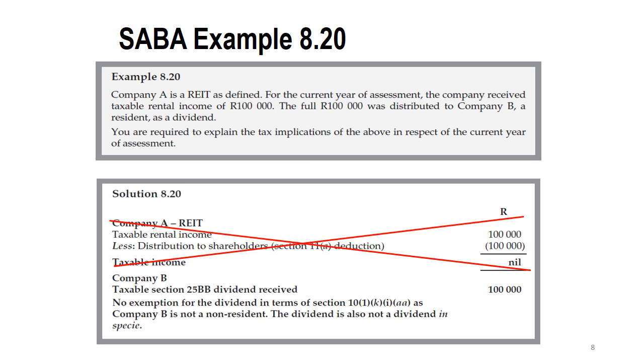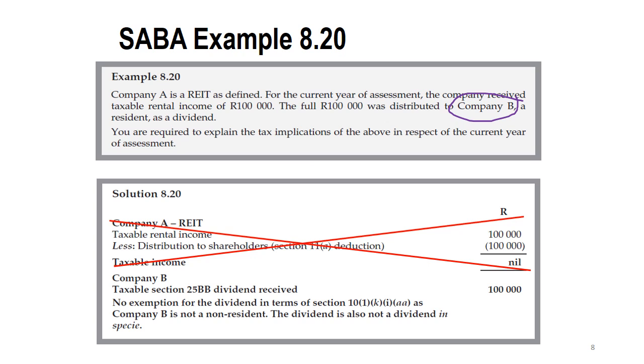So SABA example 8.20 says we've got company A, who's a REIT as defined. For the current year of assessment, the company received taxable rental income of 100,000 Rand. The full 100,000 Rand was distributed to company B, a resident as defined, and we have to determine the tax implications. Now, important, for EBAL 2708, we don't look at the implications for the real estate investment trust. Our focus is going to be on company B, the shareholder.